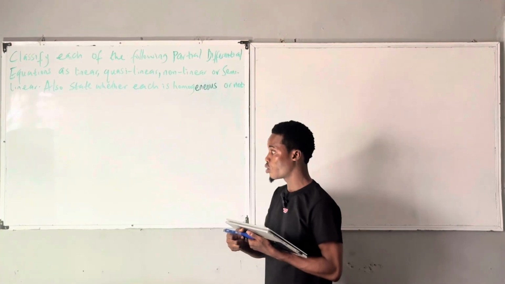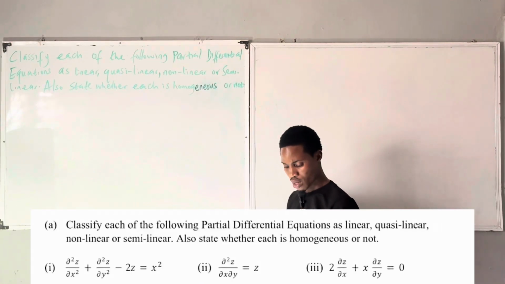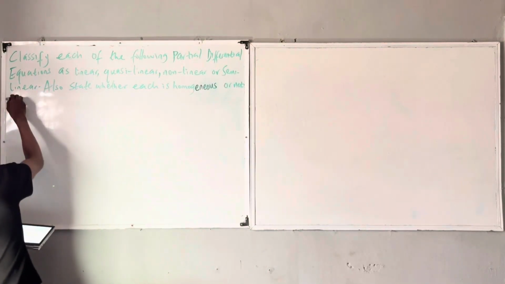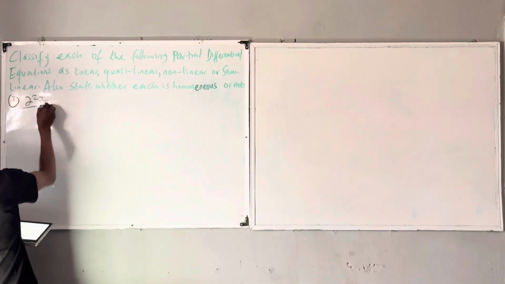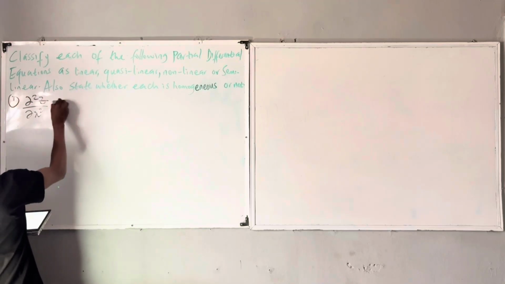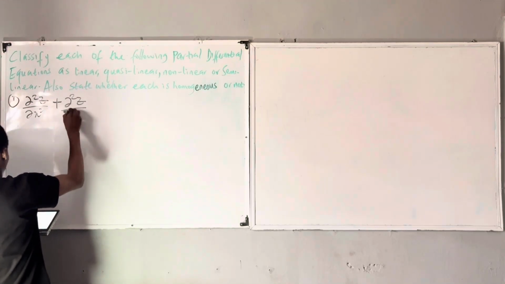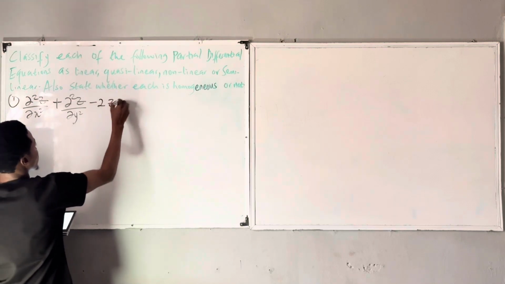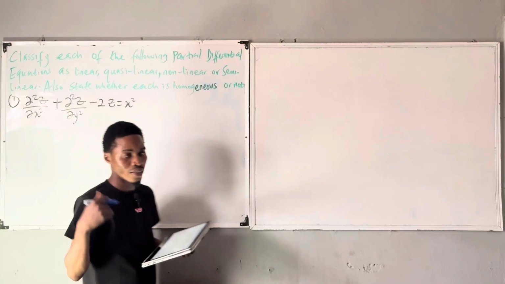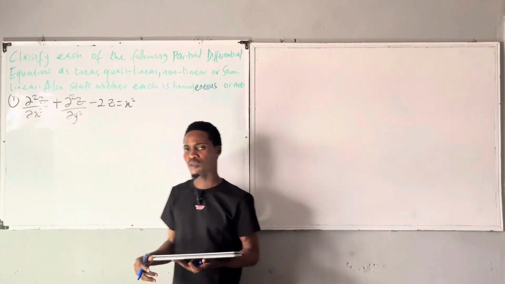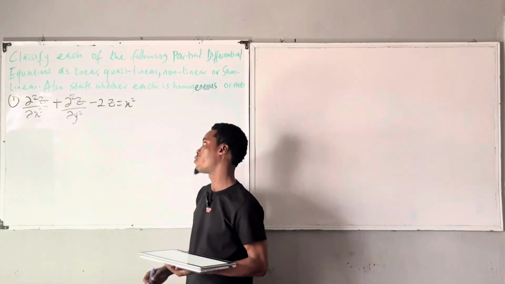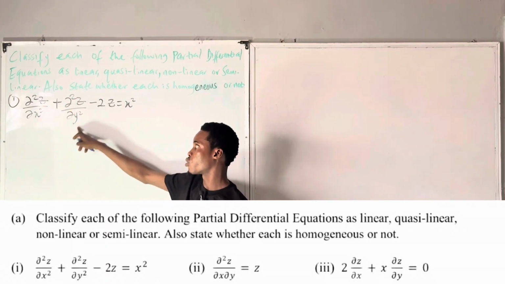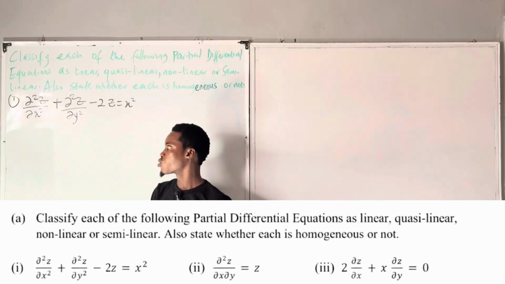Question 1. Del square z over del x square plus del square z over del y square minus 2z is equal to x square. We have to classify this. So let us study each term. We have del square z over del x square, del square z over del y square, then minus 2z is equal to x square.